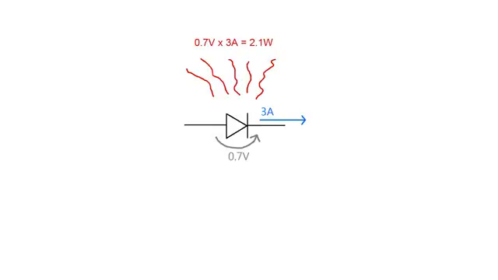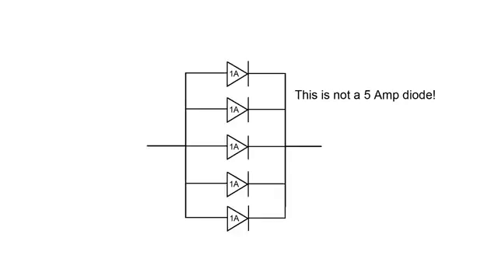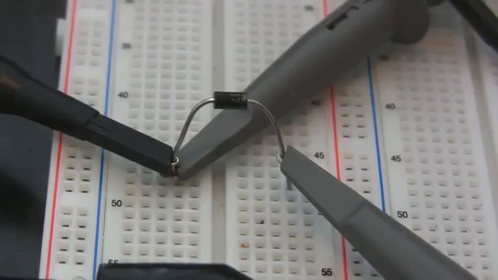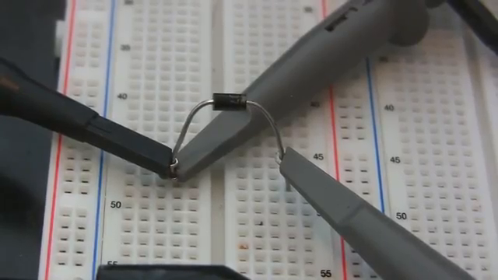But at 3 amps, you're generating 2.1 watts of heat, which is quite significant, so you'll either have to use a bigger diode or use a diode with a lower forward voltage like a Schottky diode, and I'll cover those in another video. Incidentally, no matter what anyone tells you, you cannot reliably put diodes in parallel for more current. What happens is one diode ends up doing all the work, and the others just end up heat-sinking the other diode.